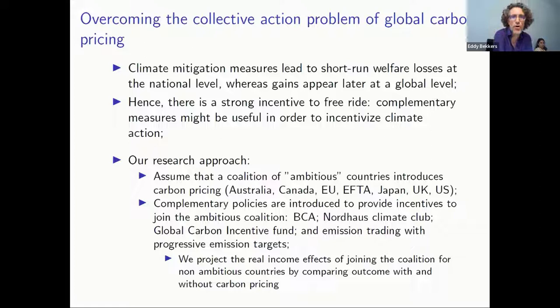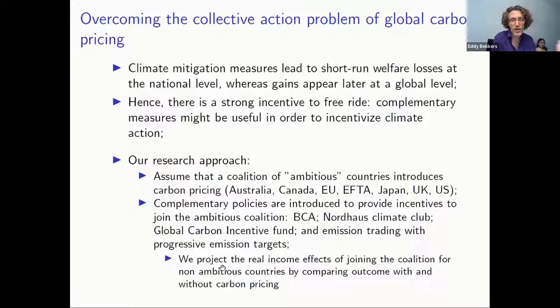So what I put up here is that there is this incentive to free ride, as we know, and we have short-run welfare losses from climate mitigation, whereas the gains come back only later. And so, as I mentioned, what we assume is that there is a coalition of ambitious countries. And then we look at four different policies to incentivize other regions actually to join this carbon pricing club.